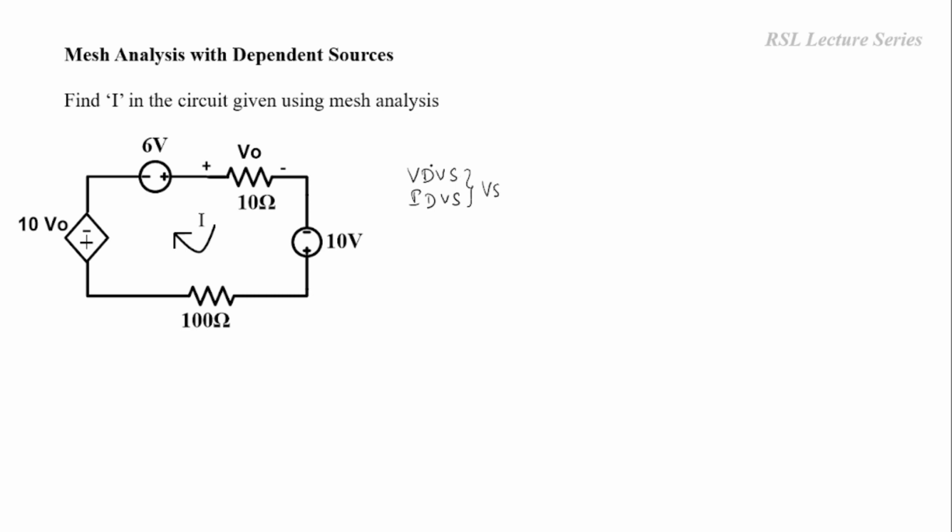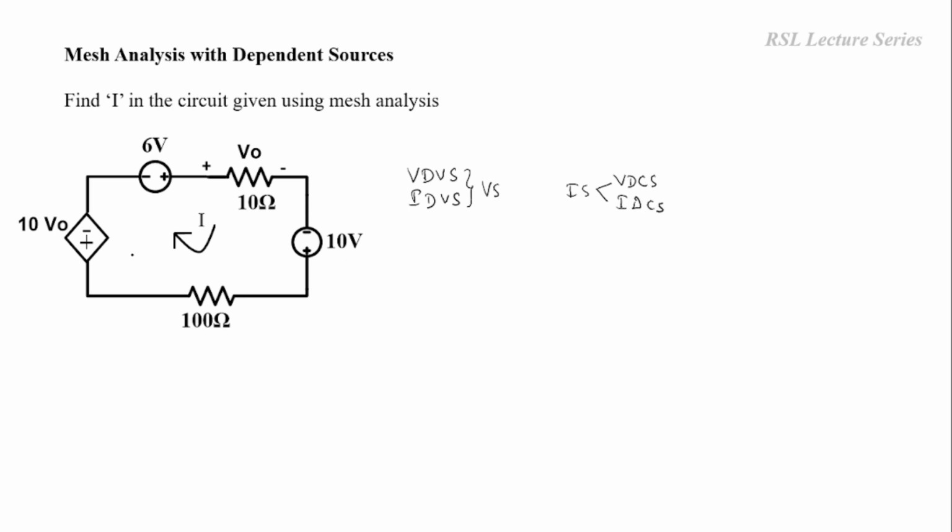So the voltage source can either depend on a voltage or on a current. This voltage can be across any of the elements, and the current can be flowing through any of the elements. Similarly, in the current source we also have two different dependent current sources: one is the voltage dependent current source, another one is the current dependent current source.